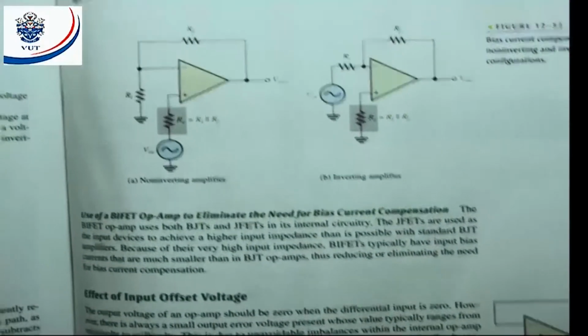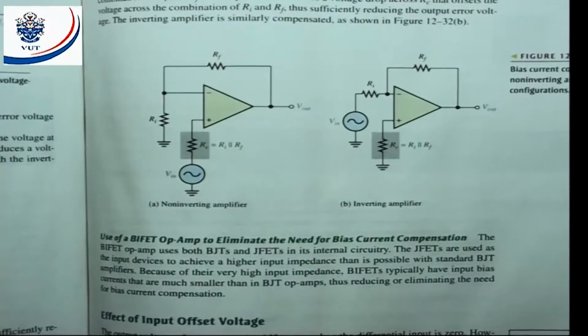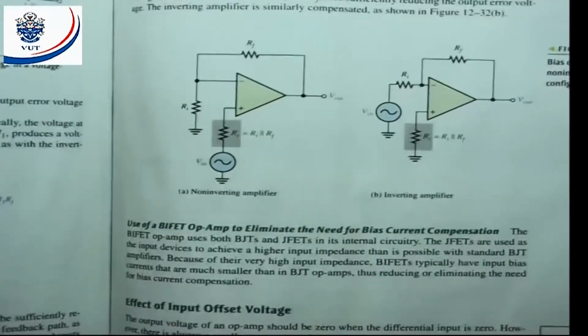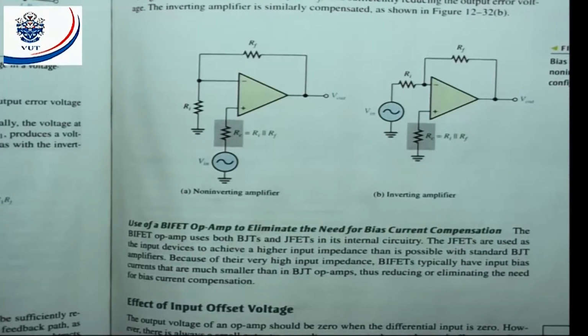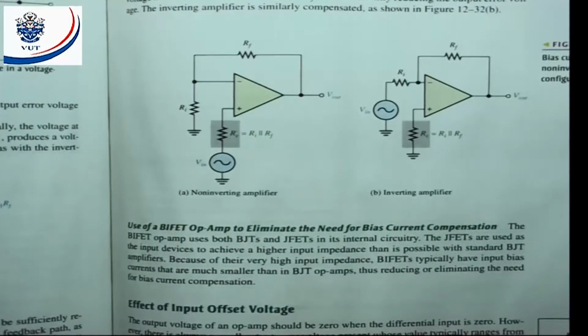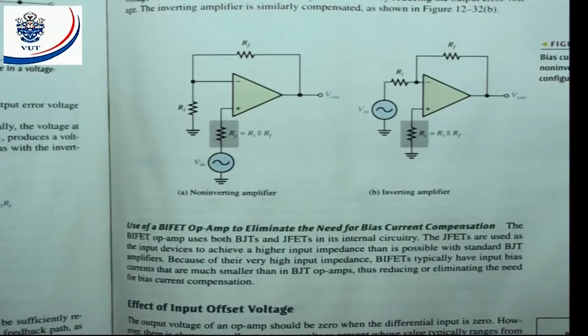0 dBs is equal to what? Per unit. See here they talk about the unity gain frequency, where we cut there. 0 dBs is equal to 1. 0 decibels is equal to 1. That's why we talk about the unity gain frequency.